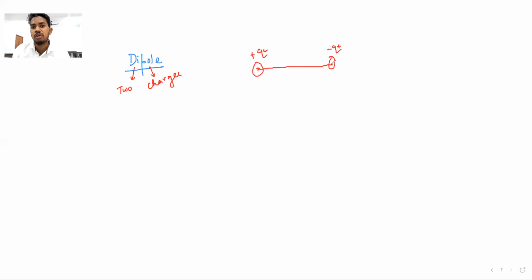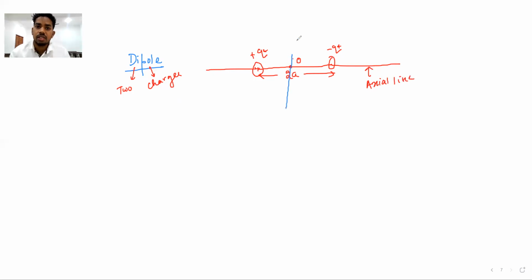And they are separated by a small distance. Generally, we will write this distance as 2A. And this is the center of the dipole. This dipole has two directions. This direction is called the axial line, along the axis. And any line perpendicular to the axial line that passes through its center is nothing but the equatorial line.